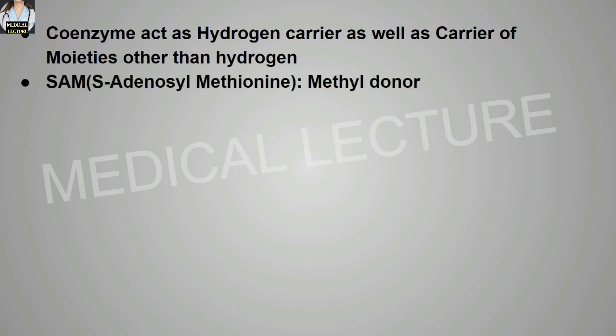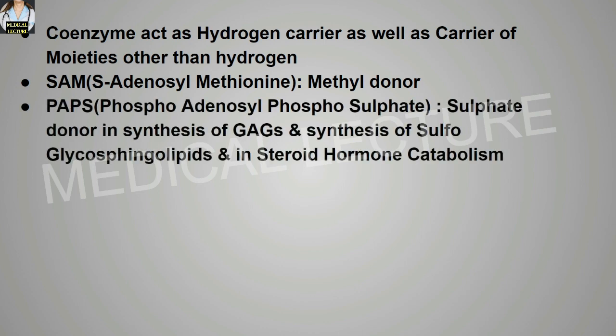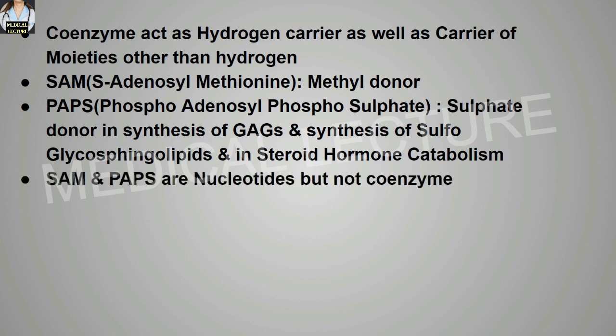SAM, that is S-adenosyl methionine, is a methyl donor. PAPS, that is phosphoadenosyl phosphosulfate, is a sulfate donor in the synthesis of GAGs, or glycosaminoglycans, and of sulfoglycosphingolipids, and in steroid hormone catabolism. SAM and PAPS are nucleotides but not coenzymes.